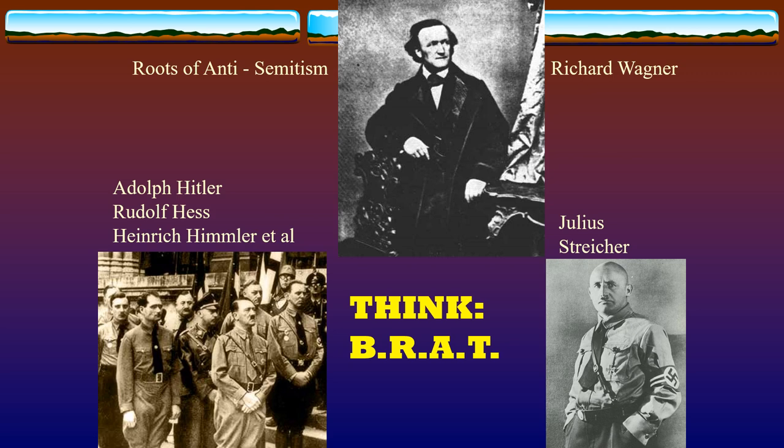Now, Julius Streicher is the propaganda minister before Goebbels gets in. He'll continue to run newspapers, Julius Streicher will, and then Joseph Goebbels will actually be in charge of that in a propaganda ministry. Well, Julius Streicher was a terrible, terrible human being, and he hated Jews really, really badly, as the next slide will show.